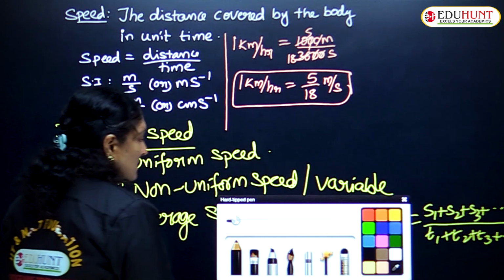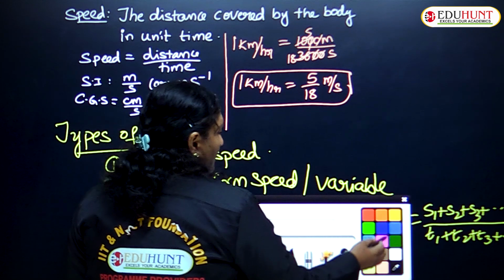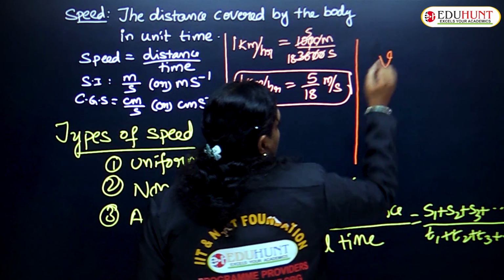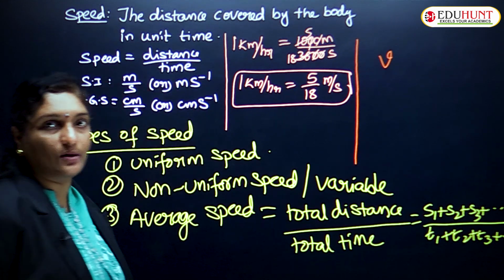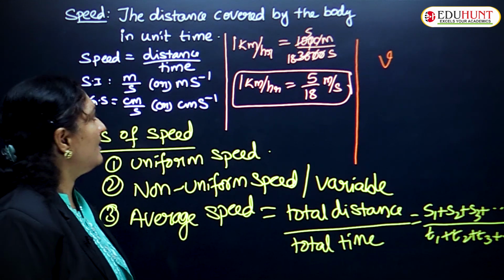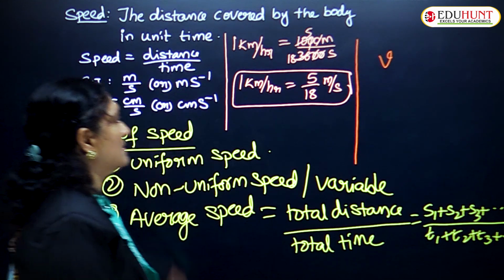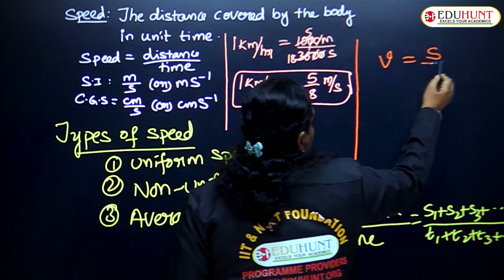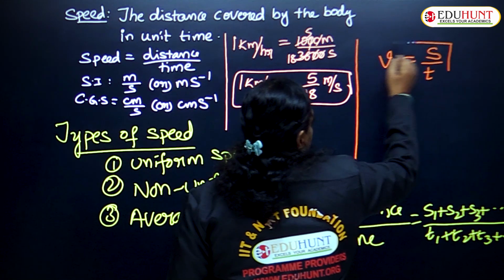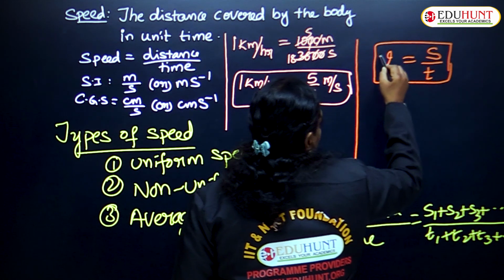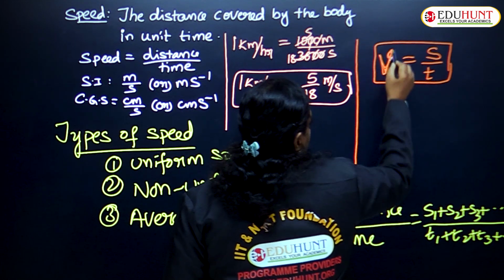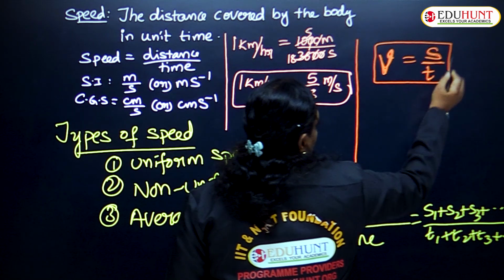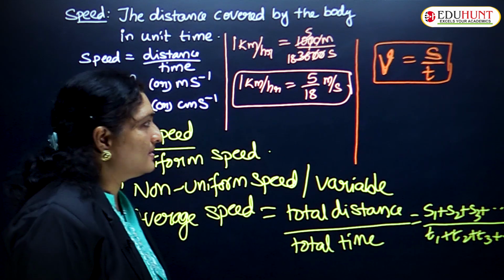Earlier, as I have told you, speed is equal to distance by time. Let me represent speed with the small letter V. Speed is represented by V. Distance I represent by S and time by T. So mathematically, speed V can be written as distance S upon time T.